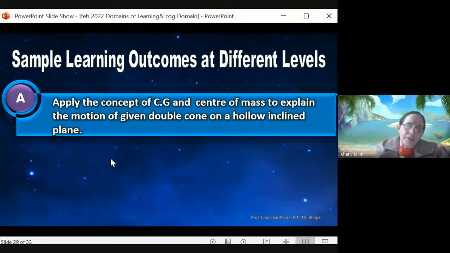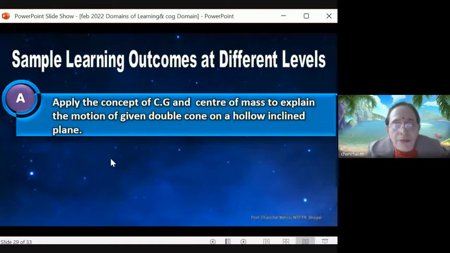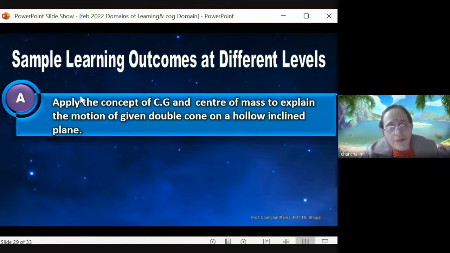But when we are placing a double cone on a hollow inclined plane, and if we keep the double cone at the lowest level, automatically with a slight push, the cone will move upward. And there the concept of center of gravity and mass is used. So now here we try to develop the capability in the student to apply. Although we taught them center of gravity and center of mass, how they can apply this concept to explain the motion, this is one of the examples at the apply level.